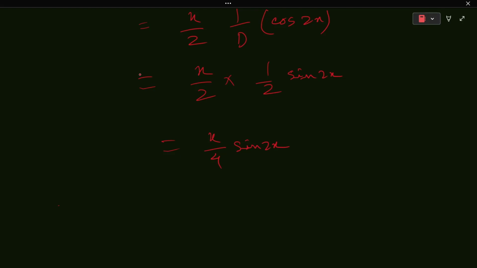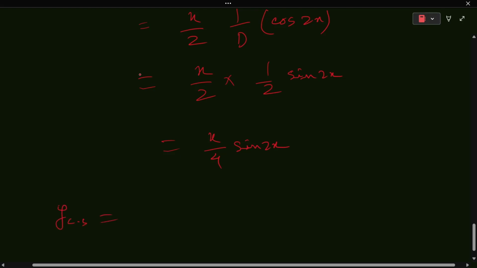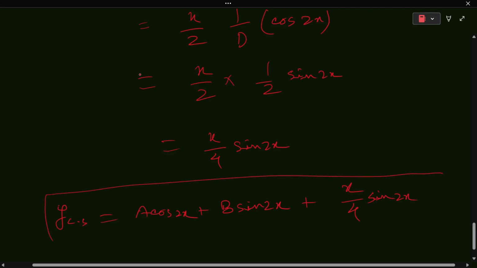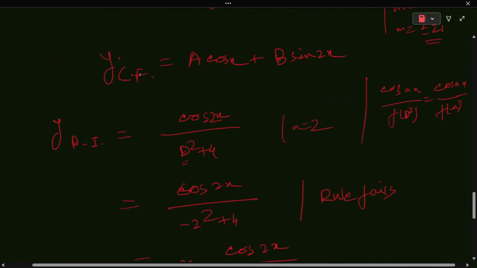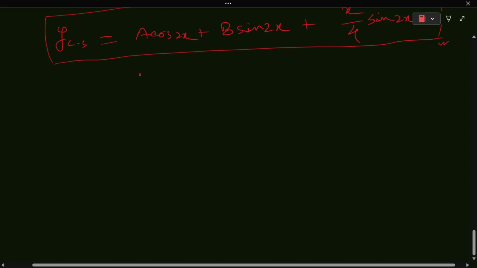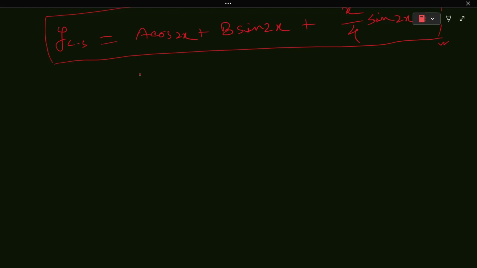Okay. So the complete solution y is equal to A cos 2x plus B sin 2x plus x by 4 sin 2x. So this is the complete solution of the given inhomogeneous differential equation. Okay, so let's try to solve another problem.